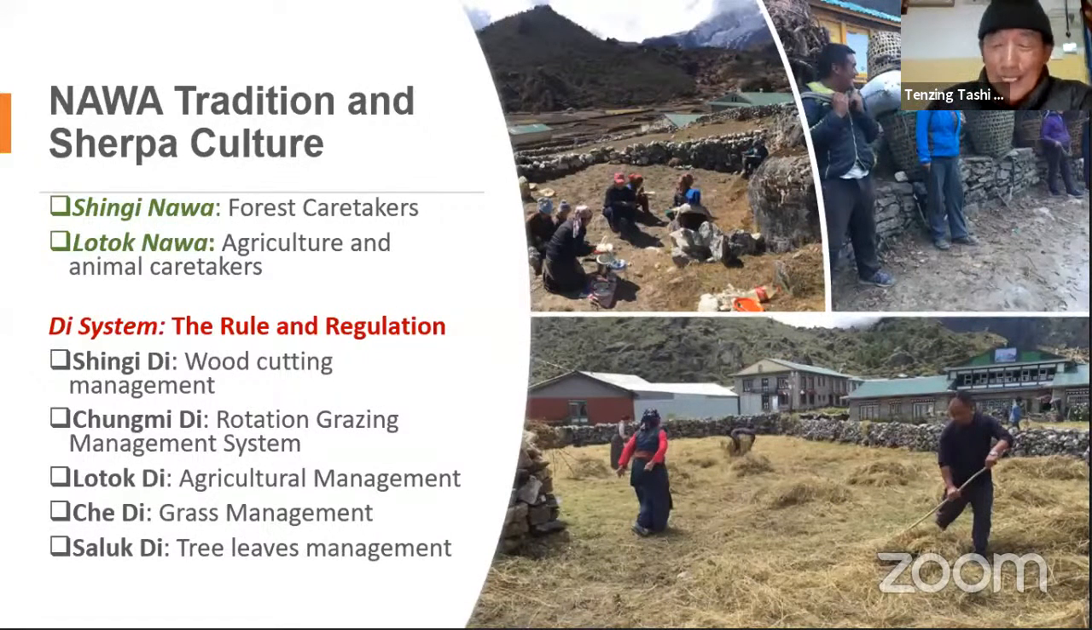So you can ask Nawa, and also we can ask who gave the Nawa the authority. The Shingi Nawa is the big authority for the wood forest, and the Lotok Nawa has more work and more authority, and they have to look after the chungmidi. Chungmidi means they have to look after the animals.